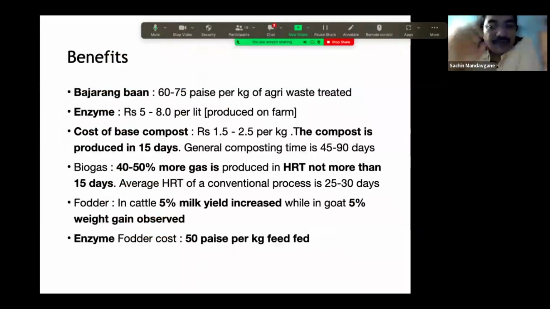I will answer the first question, which is not listed here, but which has been asked. 1 acre of land produces around 2 tons of crop residue. It may vary from 1.5 to 2, but let us take 2 tons of crop residue. This 2 tons of crop residue has 7 to 8% of moisture. When I convert it into compost, the compost should have moisture content of 40%.